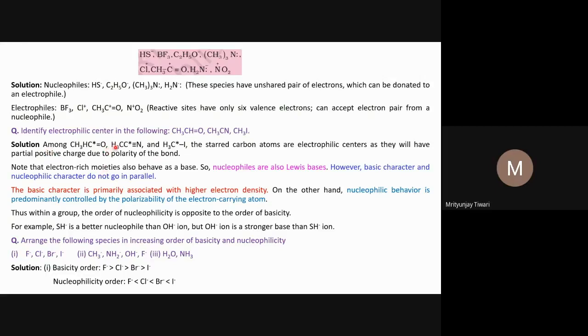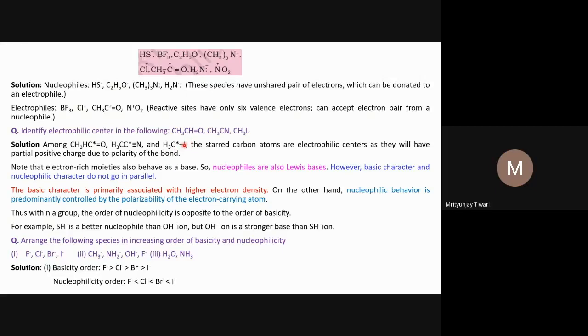And now let us see this H3C-C≡N. Again here, what do we see? We see that there is a carbon triple bond nitrogen. Nitrogen has higher electronegativity. Because of higher electronegativity, we again see the shifting of these 3 electron pairs towards nitrogen, and so a partial positive charge will be generated at this carbon, and so this carbon becomes electron deficient, and so it becomes an electrophilic center. Now this H3C-I.